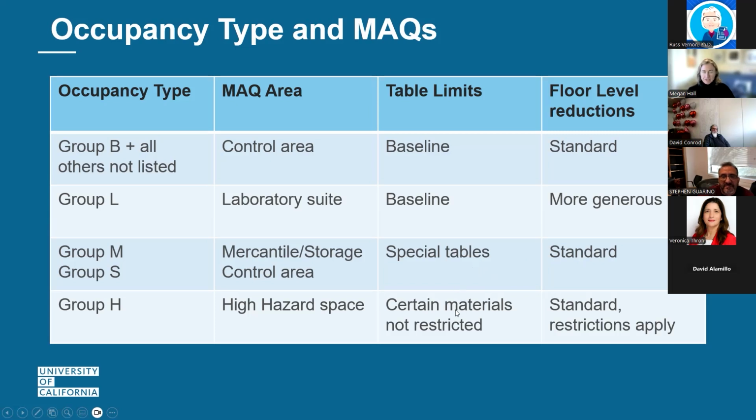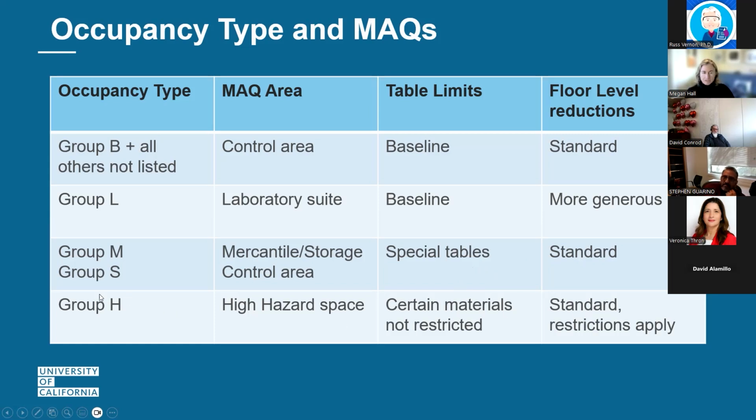And group H is the most complicated in a way because depending on the type of group H occupancy, some materials will be not restricted. There will be no limits. But I'm going to clarify that a lot of people think, group H, I just do any group H, everything's unlimited. And that is not true. And we're going to walk through that. Okay, but the floor level restrictions can still apply depending on some of the circumstances.